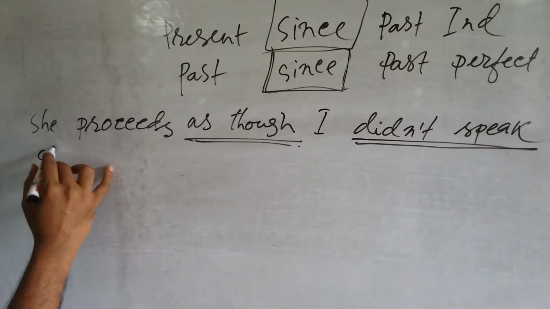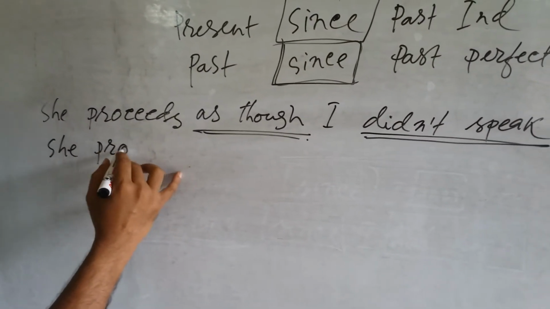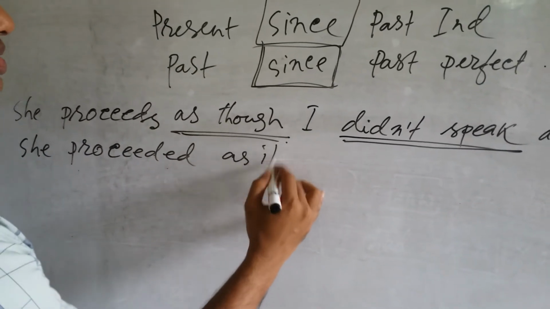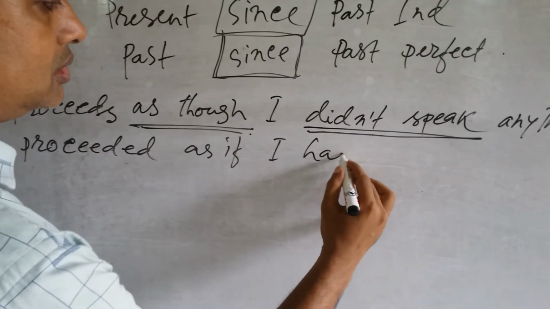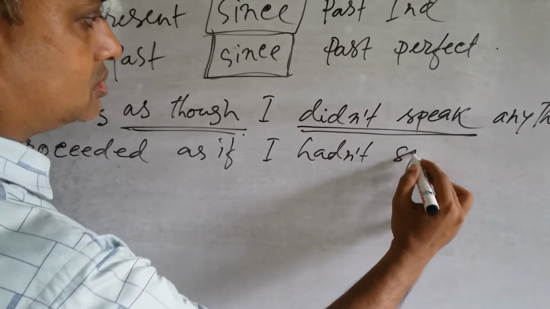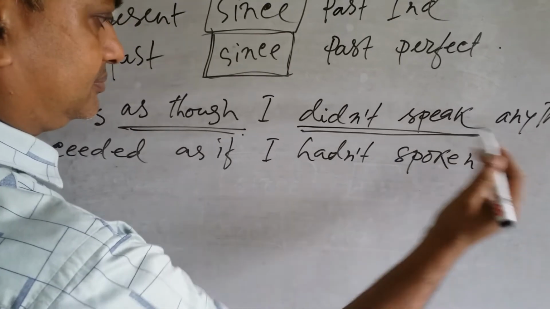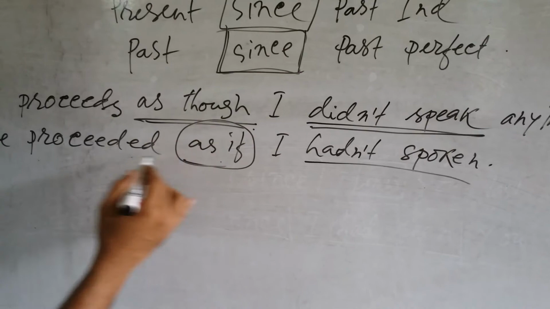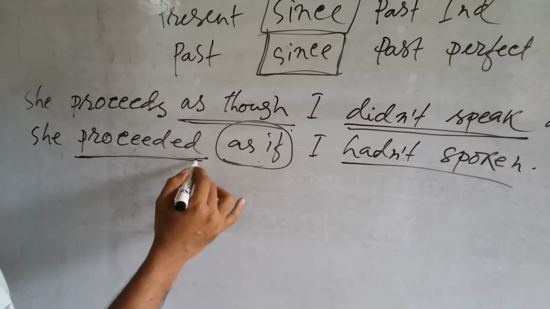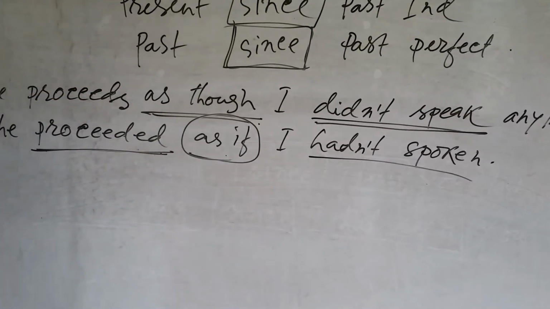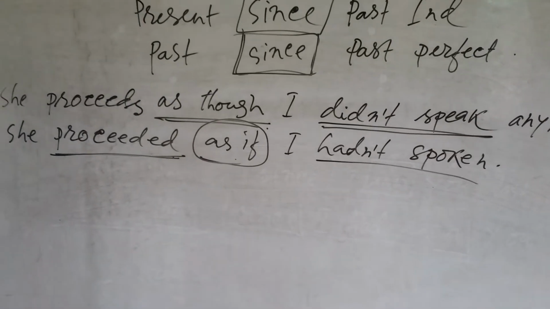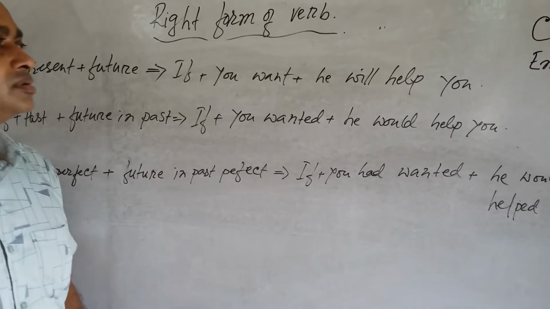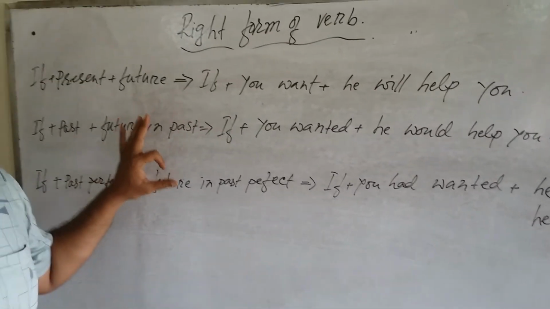And if the sentence is past, she proceeded as if I had not spoken. It means as there is a past before as if, proceeded is the past form. That's why the remaining part is in past perfect tense. So there are some other rules also.